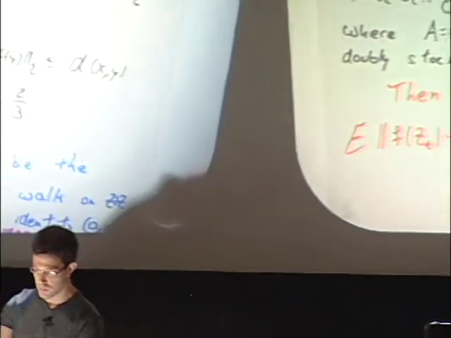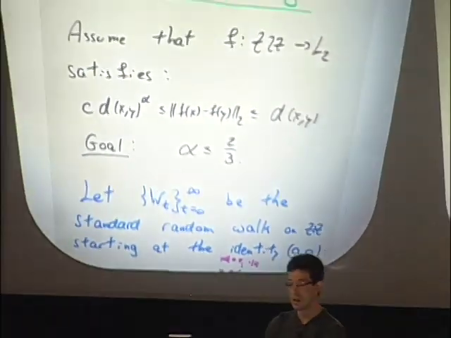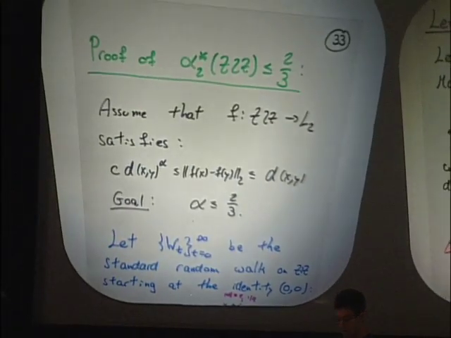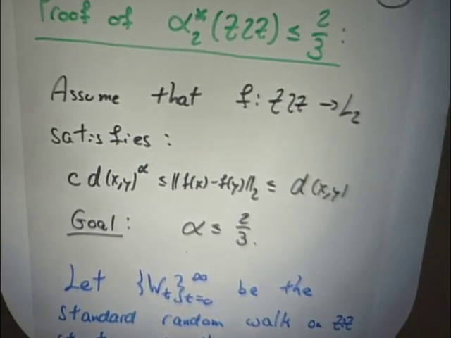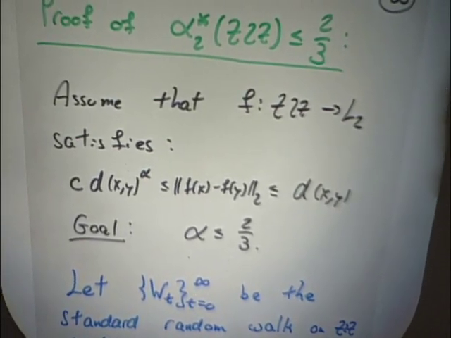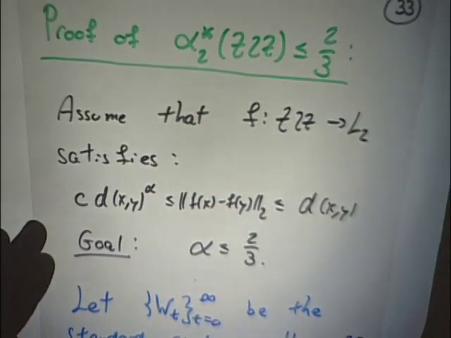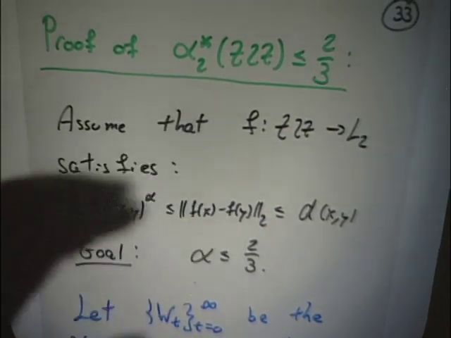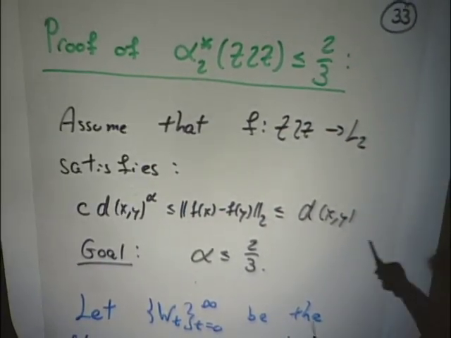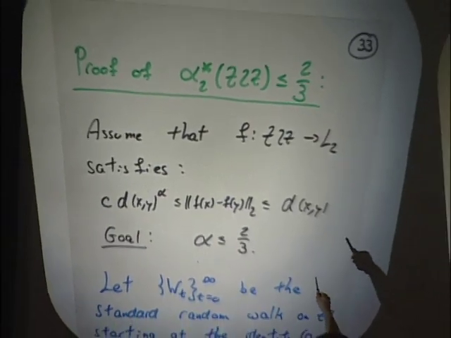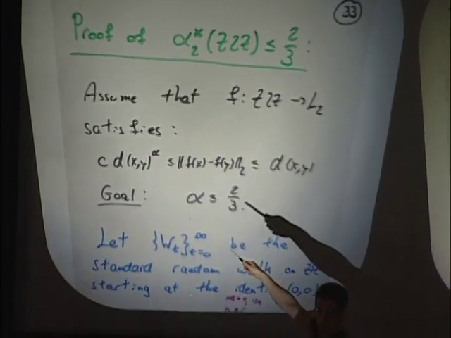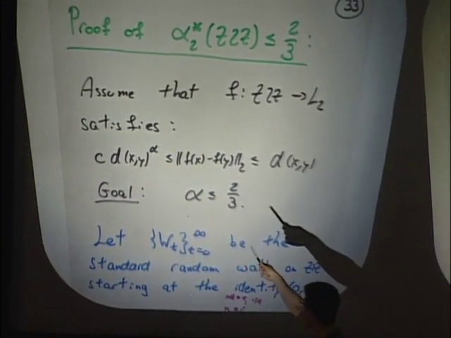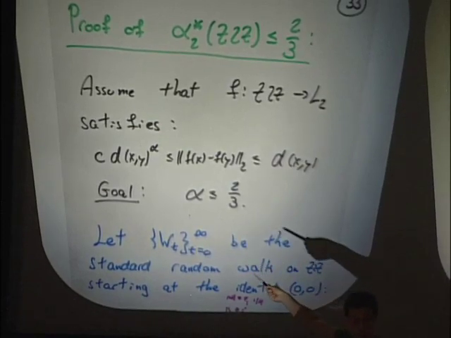So why is the compression of Z with Z less than 2/3? Okay? So this is a simple geometric problem. We're going to use probability to solve it. So let's take an embedding which is Lipschitz. I can always normalize the Lipschitz constant to be 1. And the distance in the image is at least the distance to the power alpha. And my goal is to show that alpha cannot be more than 2/3.